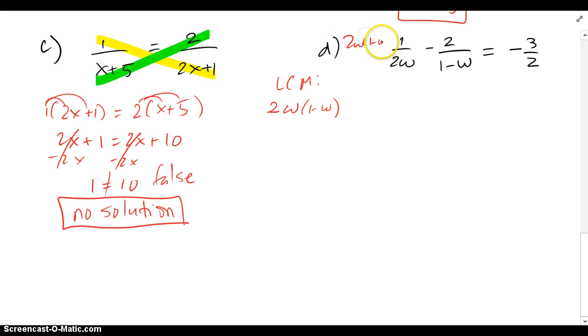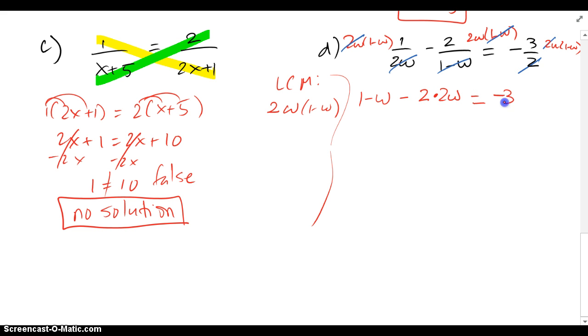Multiply each term by the LCM, so we're essentially multiplying all numerators by the LCM. And when we do that, our goal is for things to wipe out. So these guys wipe out, these guys wipe out, and this 2 and this 2 wipe out. Which means I'm left with a 1 minus W and this 1 minus 2 and this 2W and this negative 3, the W, and the 1 minus W.